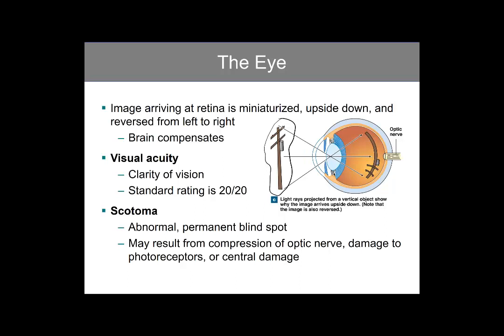Scotoma occurs when you have a permanent blind spot, either from compression of the optic nerve, damage to the photoreceptors, or the central damage, just depending on where the damage occurs. But that is a permanent blind spot that some folks get.